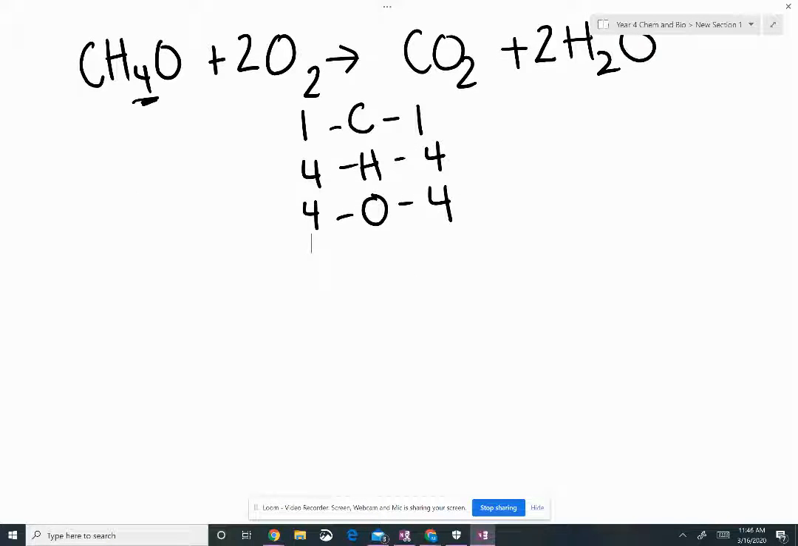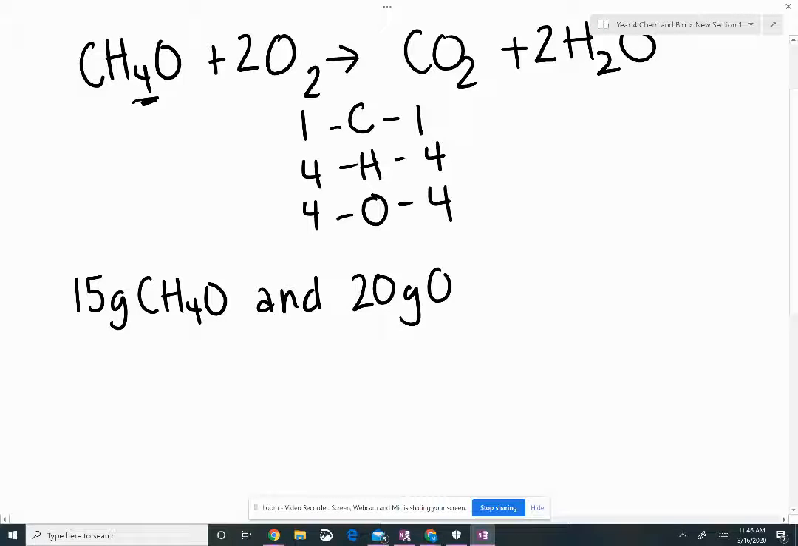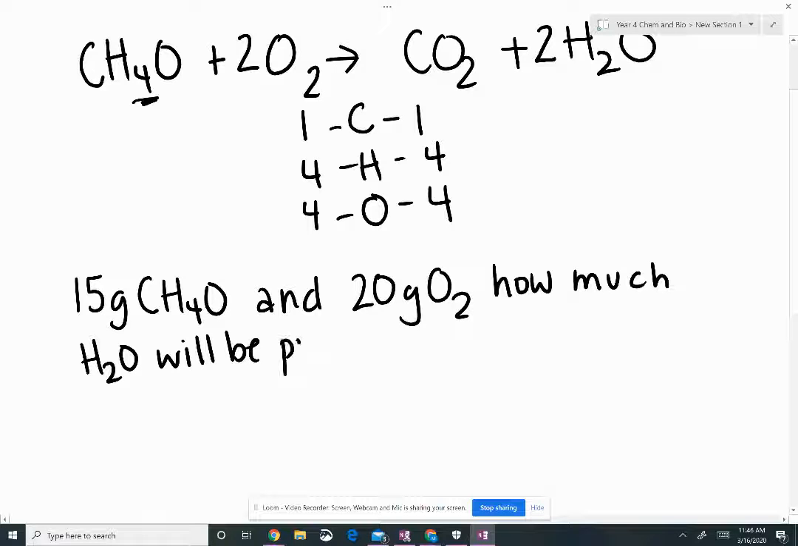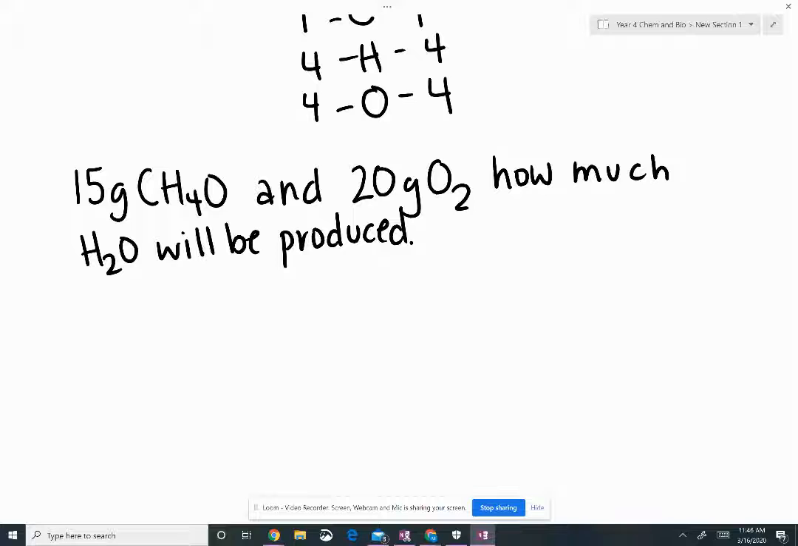So for our first problem, we're going to look at if we had in a lab 15 grams of CH4O, right? And let's say 20 grams of O2. And we're asking how much water will be produced. Right, so that is the question that we're being asked. So we're going to use our balanced equation to answer that.